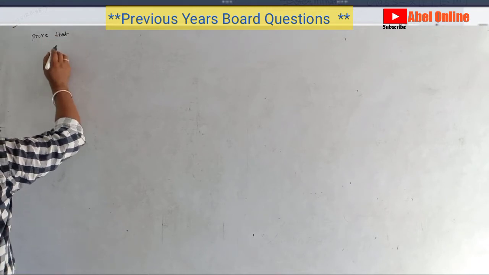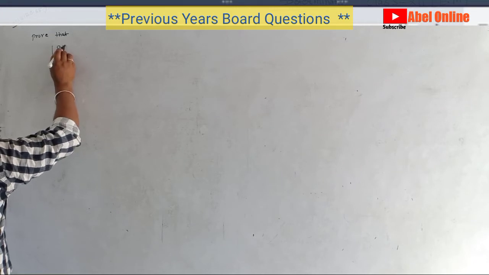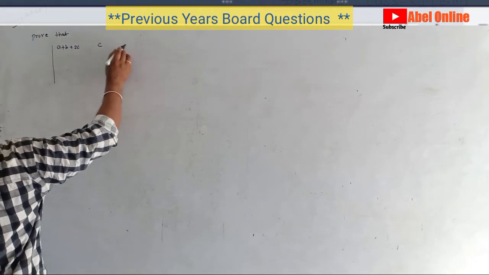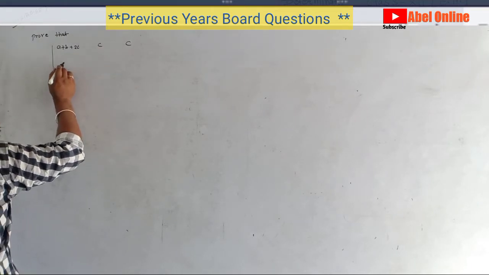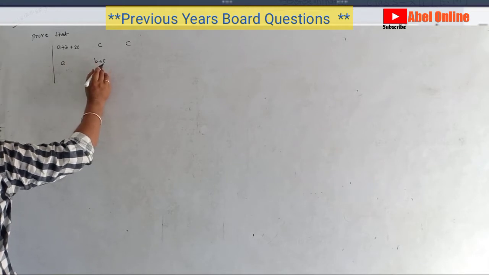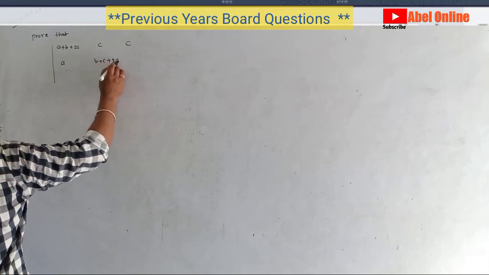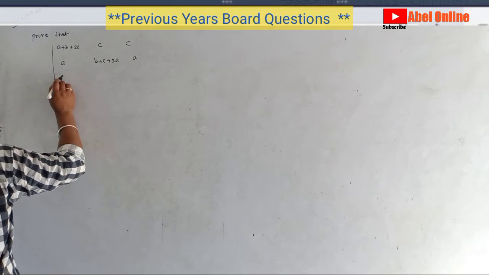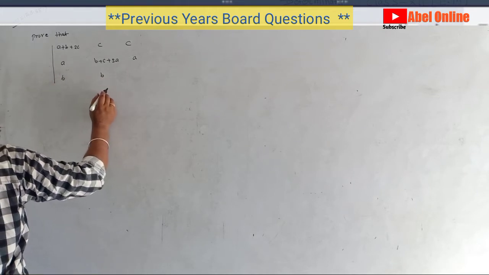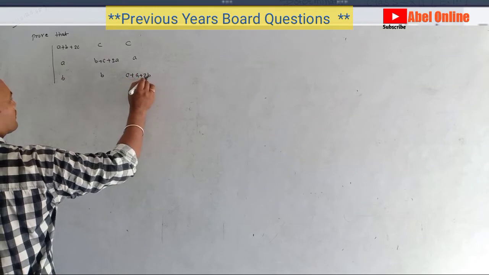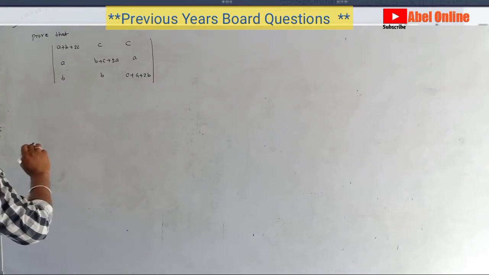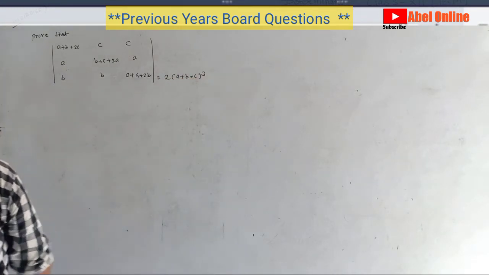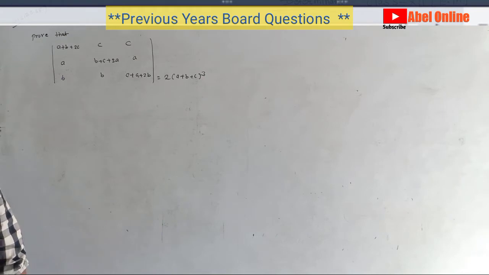Prove that the determinant with rows A plus B plus 2C, A, B; C, A, B plus C plus 2A, B; C, A, C plus A plus 2B equals 2A plus B plus C whole cube. It is the question.